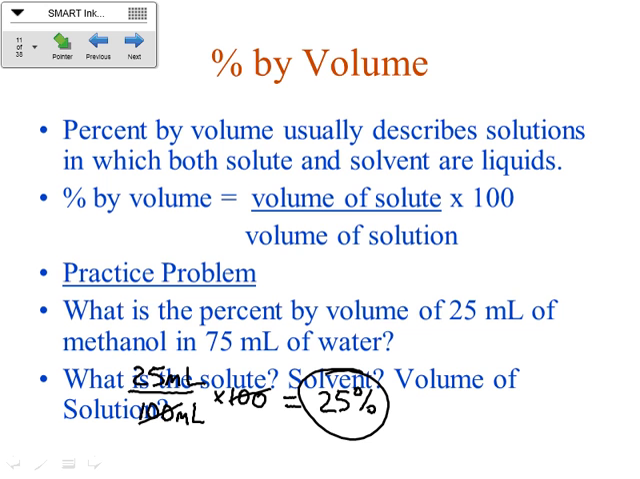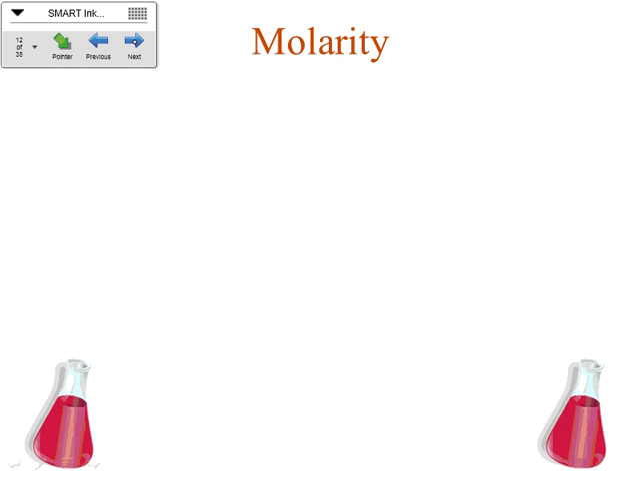Okay, so we figured out what the solute and the solvent were. We figured out what the volume of the solution was. So, good job. All right. Another way to calculate concentration is molarity. Okay? Now, this is the one you're probably not familiar with at this point, I'm guessing. Anyone ever heard of molarity before?